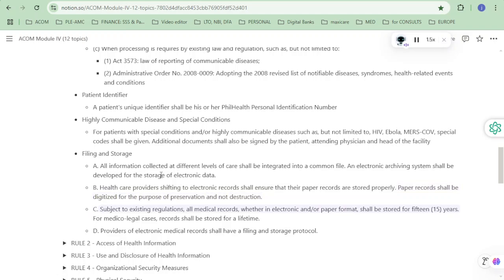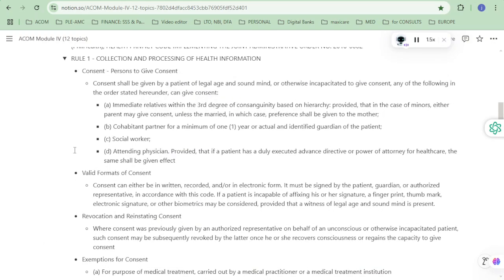C. Subject to existing regulations, all medical records, whether in electronic and/or paper format, shall be stored for 15 years. For medico-legal cases, records shall be stored for a lifetime. D. Providers of electronic medical records shall have a filing and storage protocol. Rule 2, Access of Health Information.